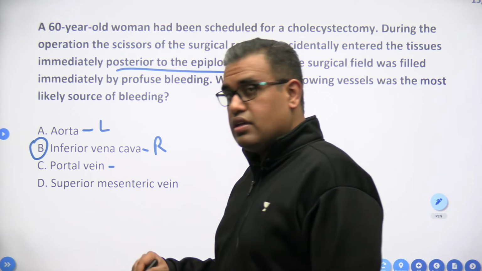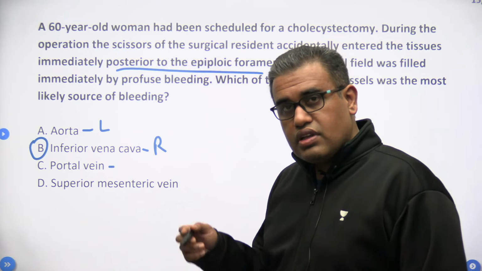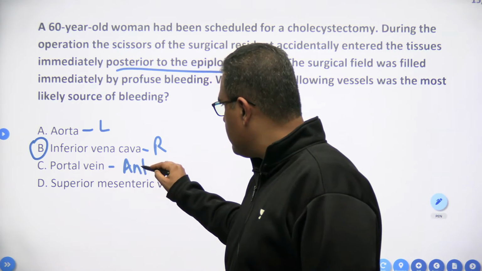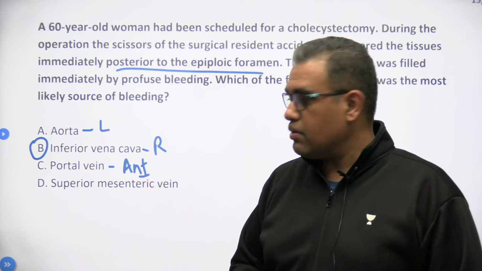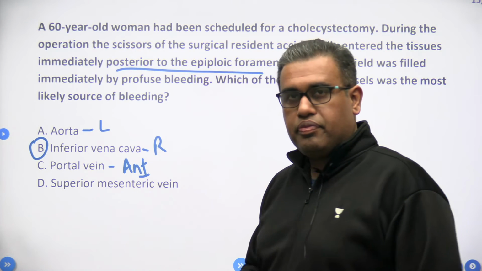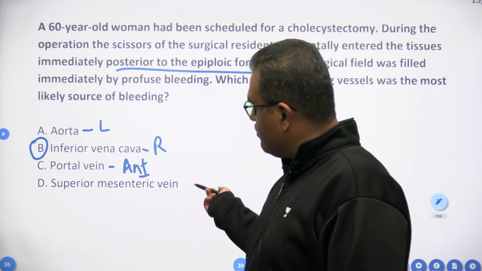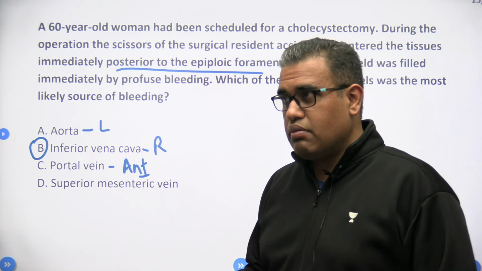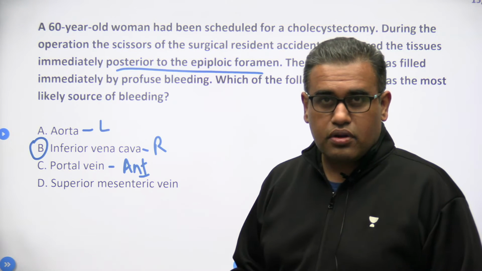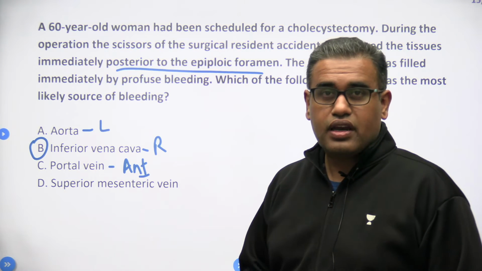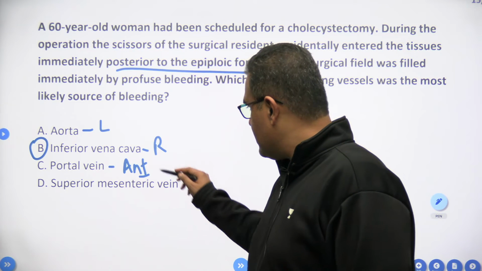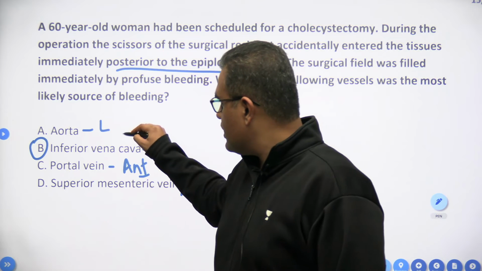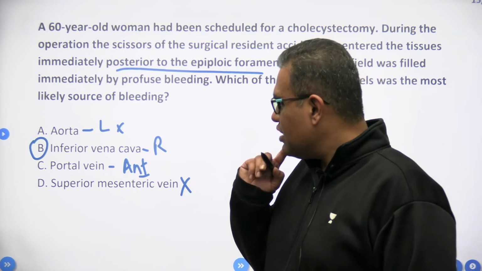Portal vein, what about it? It is the content of the right margin of lesser omentum. Therefore, it will be anterior to the epiploic foramen. The cut was posterior to the epiploic foramen. Superior mesenteric vein. A superior mesenteric vein actually forms a portal vein below, in front of the third part of duodenum and in front of the uncinate process of pancreas, then it goes behind the neck of pancreas and all that. So is it related to the epiploic foramen? No, there is no relation of it to the epiploic foramen at all. Even aorta is also not related to the epiploic foramen. So the answer is option number B.